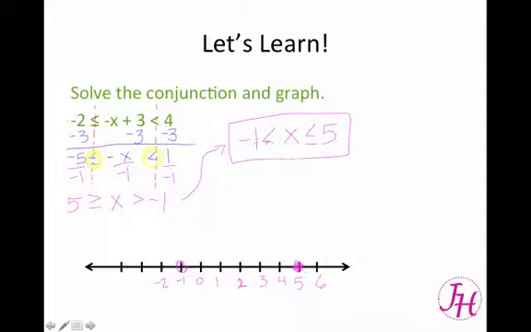So -1 is less than x, so we want the numbers that are greater than -1. And then x is less than or equal to 5, so we want the numbers that are less than. And since it's and, we're looking for everywhere that the graphs intersect. So we want all the numbers that are in between. It has to satisfy both of these situations. It has to be greater than the -1, so -1 has to be less than the x, and the x has to be less than the 5, or equal to.